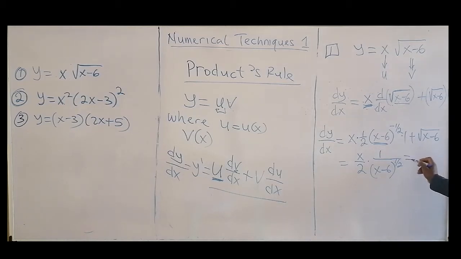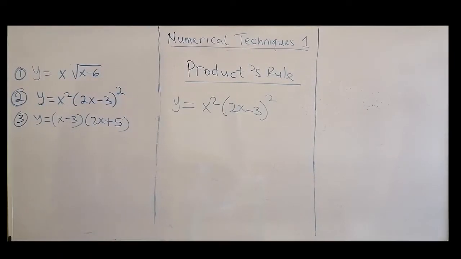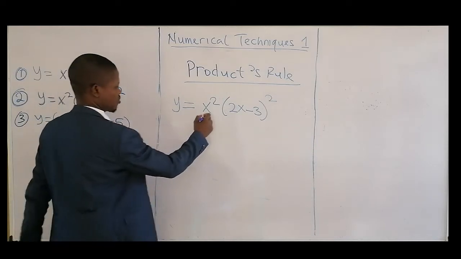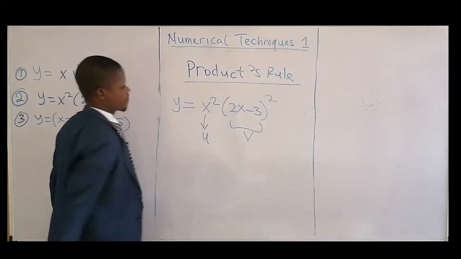And that will be equal to x times 1, that's this one, all over 2 times the square root, the power of half is square root of what? x minus 6. So that finished that question. Yeah, question 2. So that's what we have here. So in this case now, we can call this one u. We can call this one v.